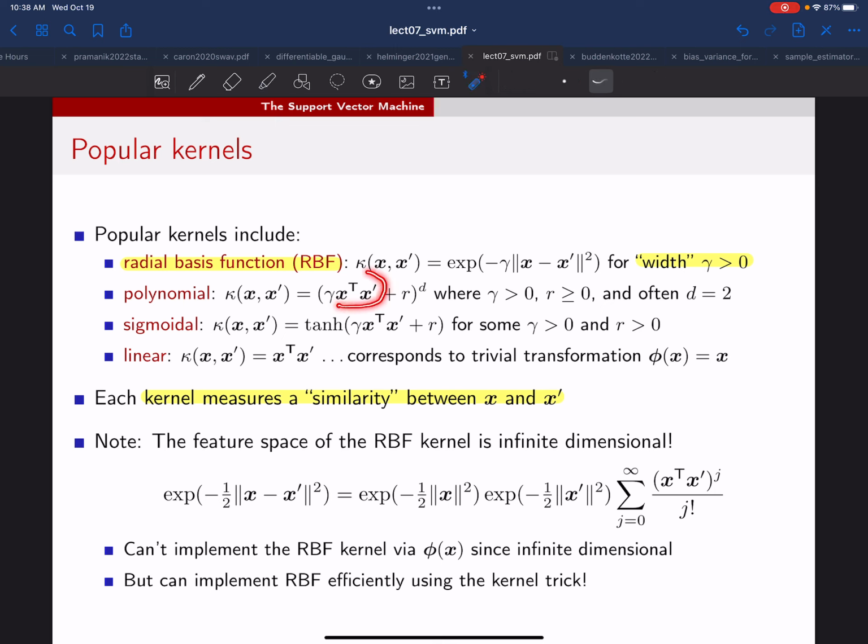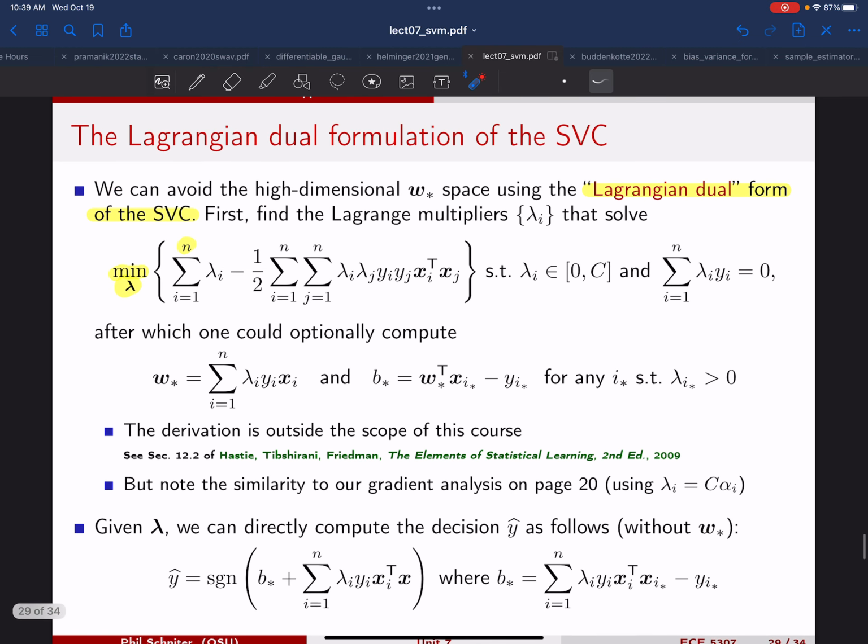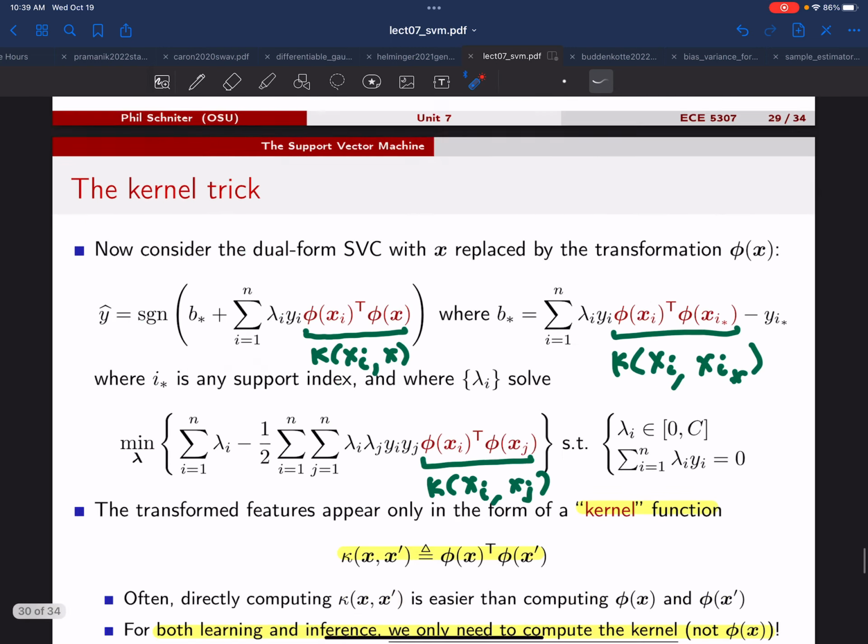So you could take an inner product between x and x prime, again, multiply it by your kernel width, maybe add an offset r, and then take it to some power d, maybe like 2. This would be a polynomial kernel. Instead of that, you could use a hyperbolic tangent kernel. Those are other options. And sometimes people talk about the linear kernel. The linear kernel would be basically like doing nothing, so using no phi function at all. So the linear kernel corresponds to just the linear SVC that we saw originally.